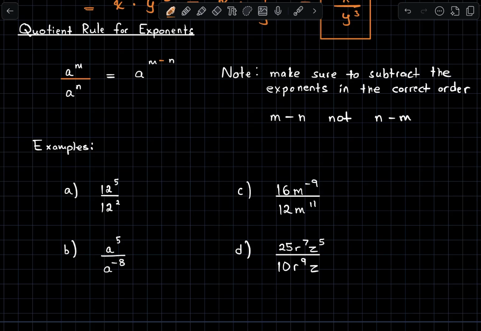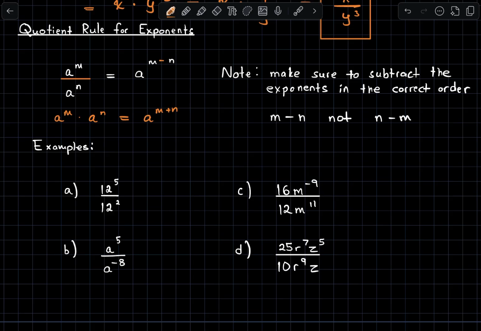Okay, then we've got the quotient rule for exponents. So what happens if we have, this is kind of like the opposite of the product rule, what we started with. Originally we started with something like a to the m times a to the n, and then we turned that into a to the m plus n. Well, this is the opposite case here. So we've got a to the m divided by a to the n. And what we're going to do is turn that into a subtraction.